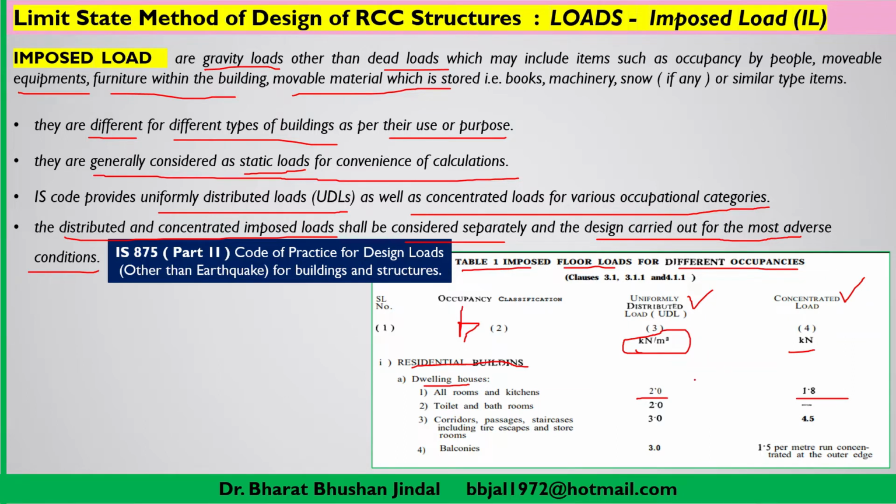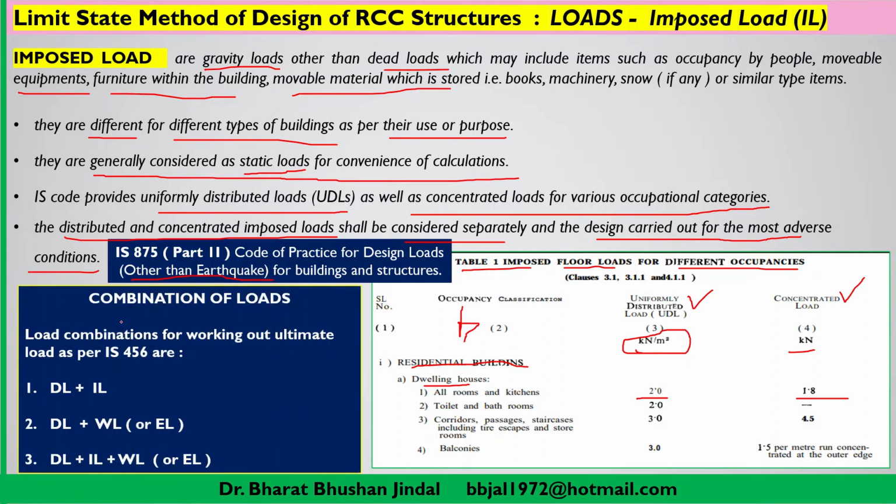So IS 875 part 1 we refer for the dead loads, and IS 875 part 2 we will be referring for the imposed type of loads for buildings and structures. Here you have to be clear that no earthquake consideration will be taken. For earthquake type of loads you have to refer to a special code, that is IS 1893, and maybe during our design theory which we will be going through later on, earthquake type of load may not be considered.